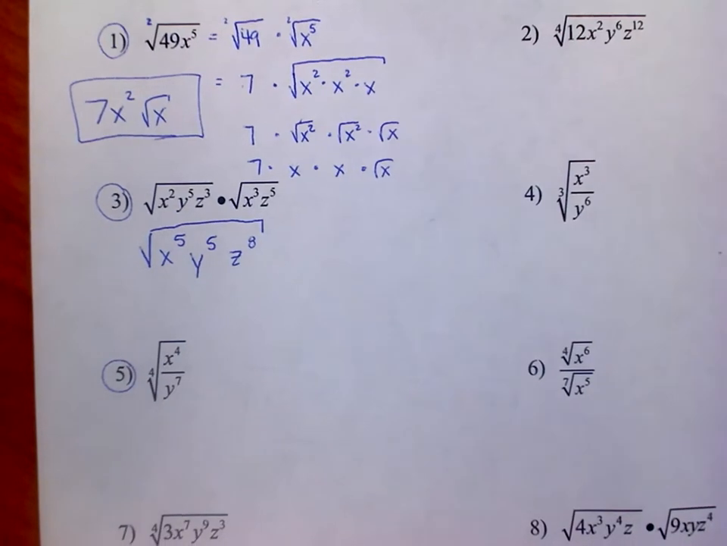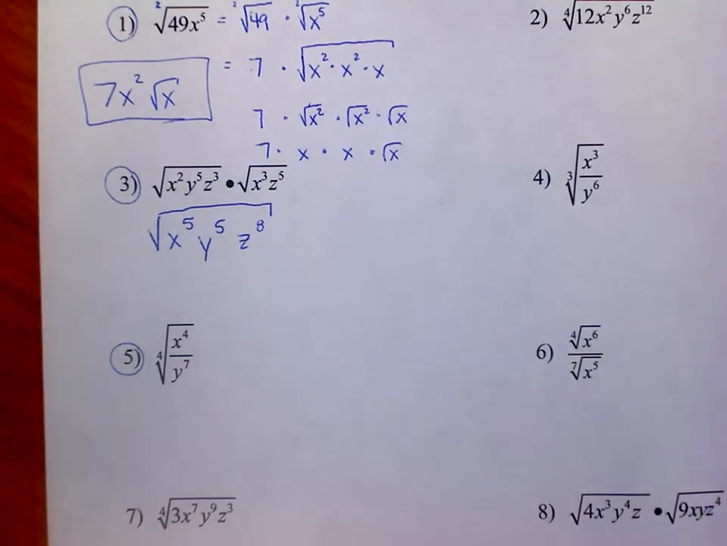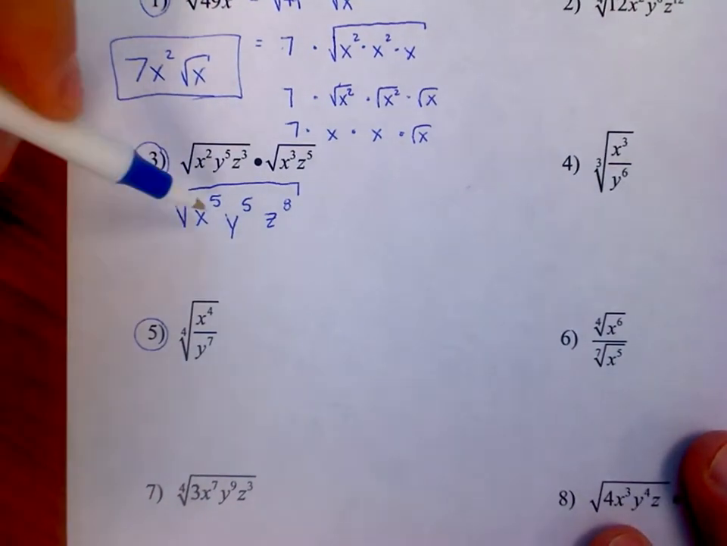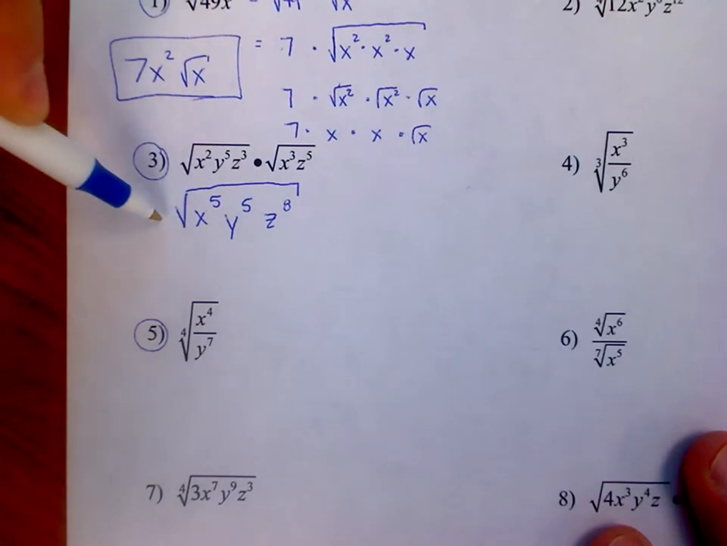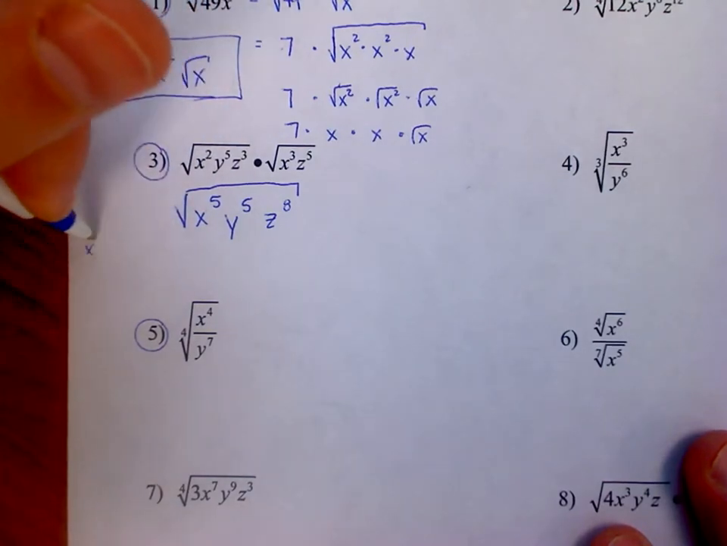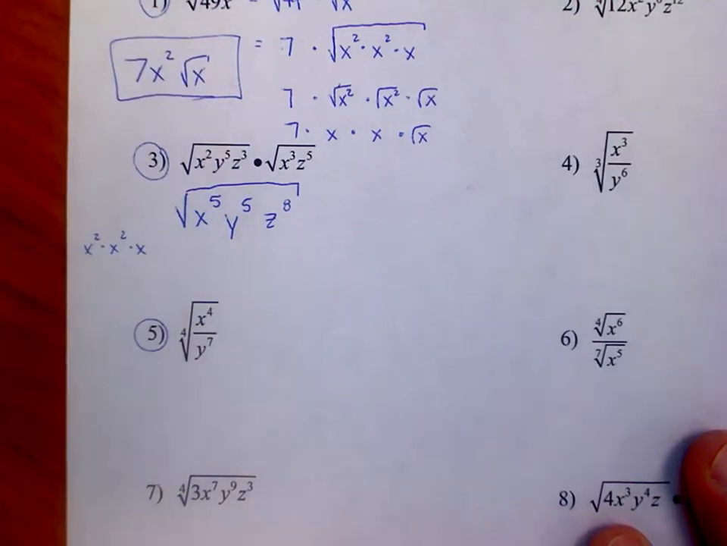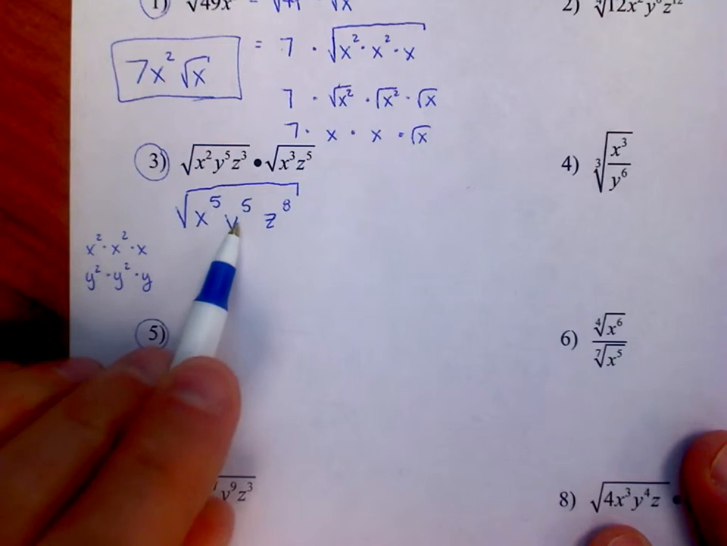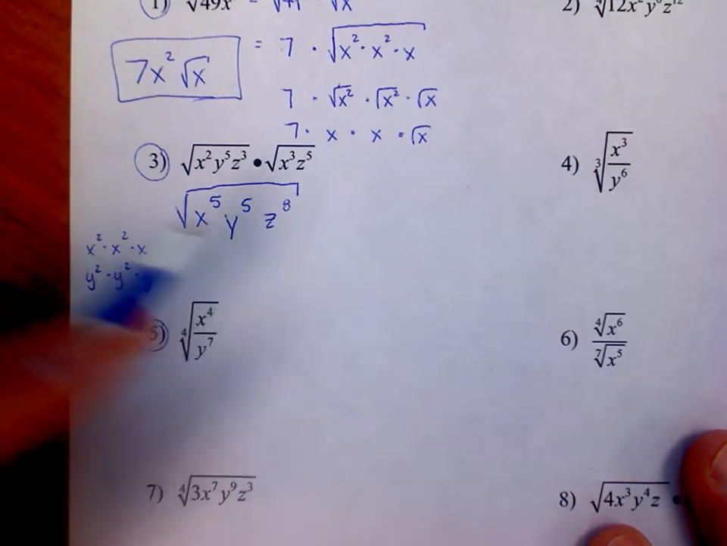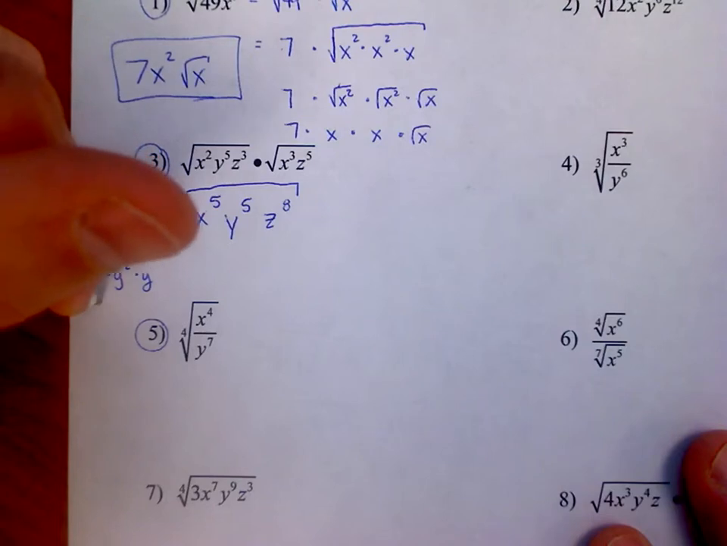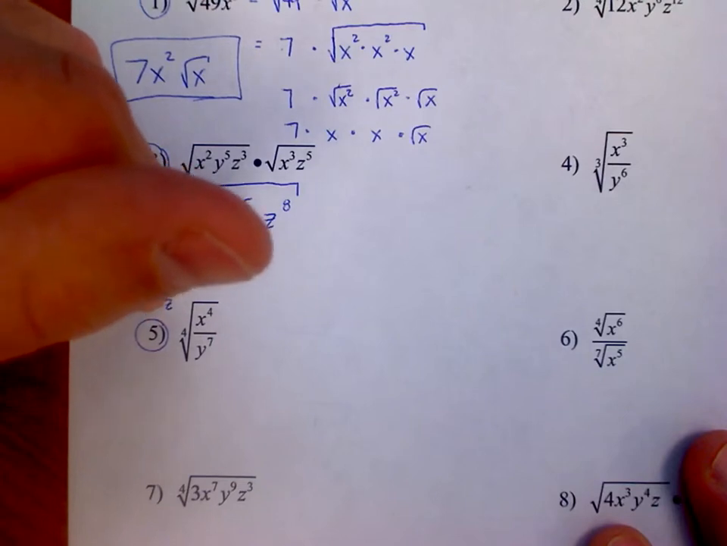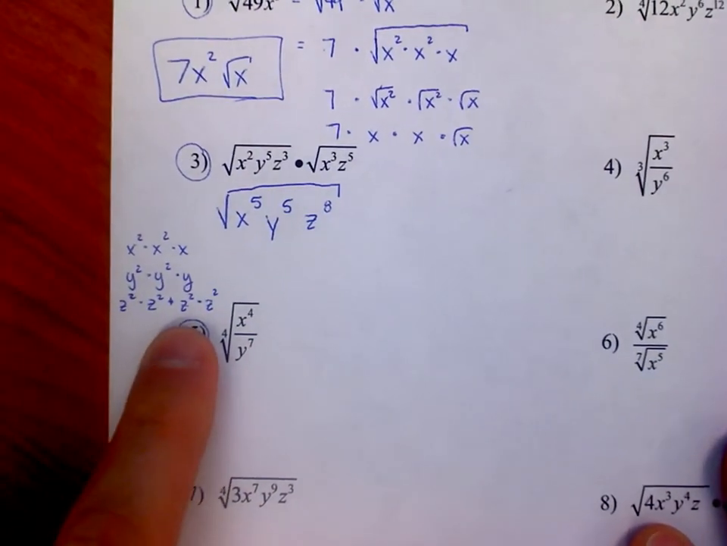Now, how do I deal with this? Using whatever method you want from the first video, what I know is this. I could write x to the 5th: I can pull out 2 separate pairs of x squareds, because x to the 5th is really x squared times another x squared times an x. That's the same thing that we had last time. Y to the 5th, I can write as y squared times y squared times y, so I can pull 2 separate pairs of y squareds out of this. And z to the 8th is awesome, because z to the 8th is really z squared times z squared times z squared times z squared. I've got 8 z's all together.